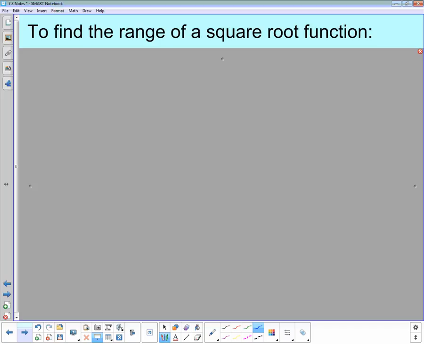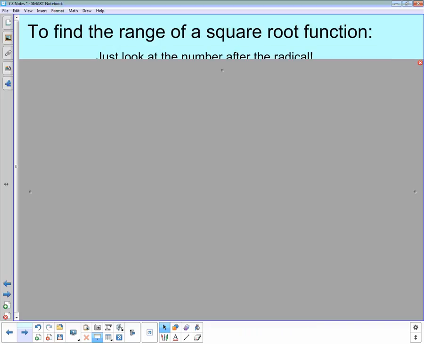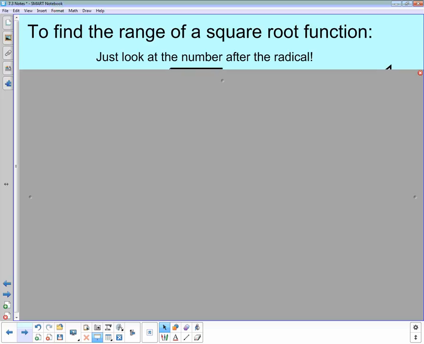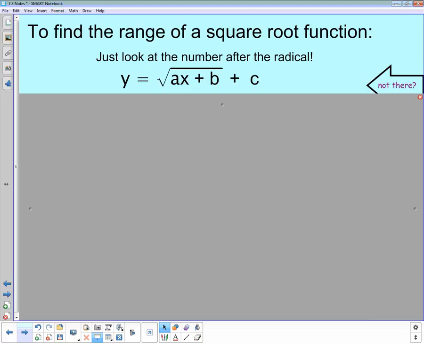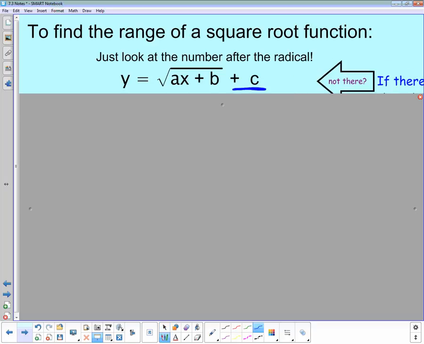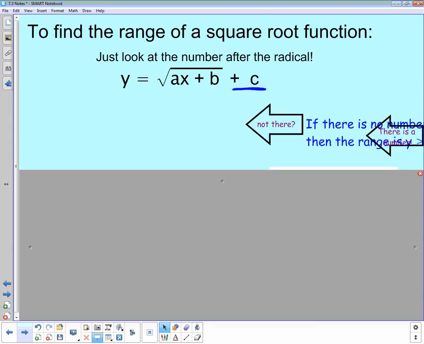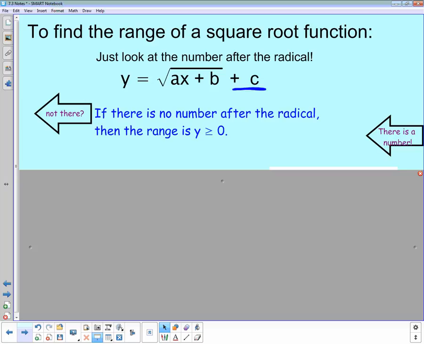Now, if we're looking at the range of a square root function, if we remember the range is all possible y values of a function, we're just looking at the number after the radical. So we have y equals the square root of ax plus b plus c. We're going to focus on the c number here. If there's nothing there, and there's no number after the radical, then the range of the function is y is greater than or equal to 0.